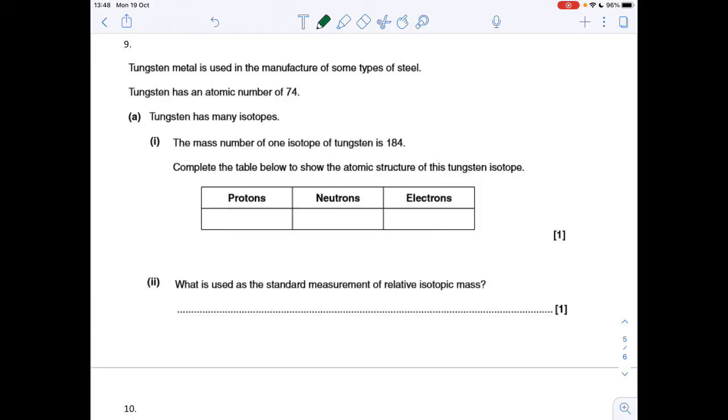Okay, so another one of these questions where we've got to fill in the table of protons, neutrons and electrons. So we're told this time that the atomic number is 74, so that's the protons. There's no charge on this, so it's got 74 electrons as well. And the difference between the 184 and the 74 is the number of neutrons, 110. What's used as the standard measurement of relative isotopic mass? We've seen it in the definition, the carbon-12 isotope.